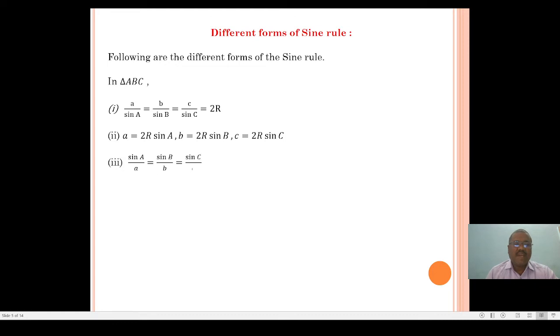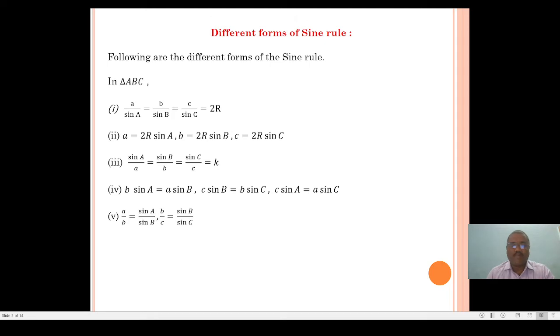Sin A upon a equals sin B upon b equals sin C upon c equals k, meaning 1 upon 2R, we say that as k. b sin A equals a sin B, c sin B equals b sin C, and c sin A equals a sin C. And last one, a upon b equals sin A upon sin B, b upon c equals sin B upon sin C. Now see the cosine rule.